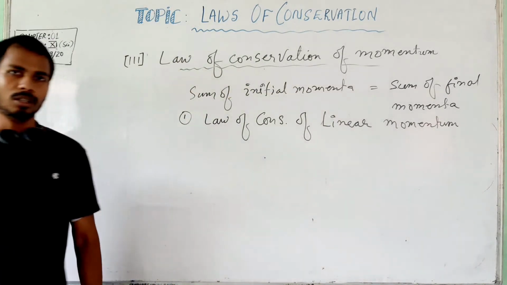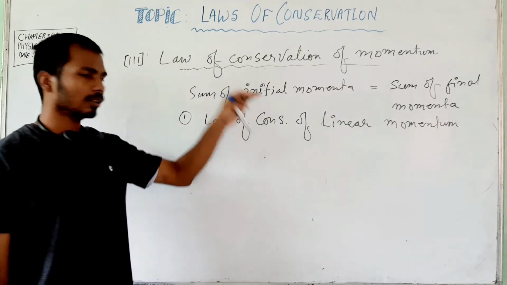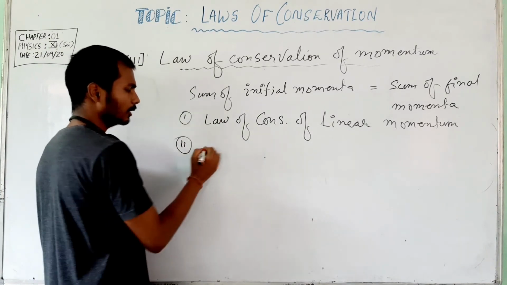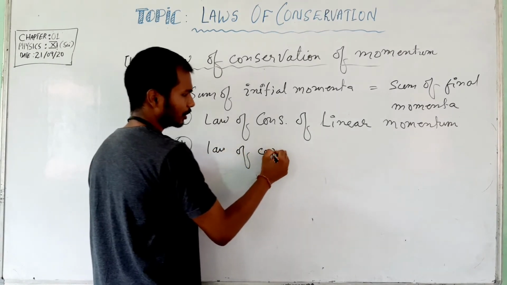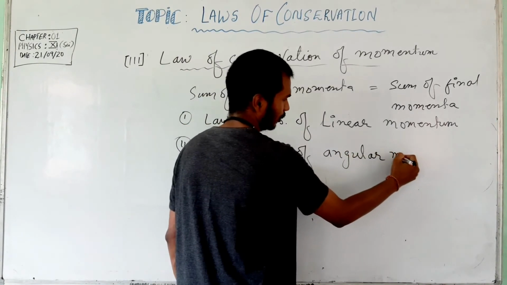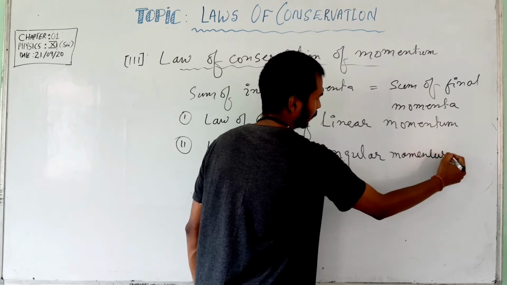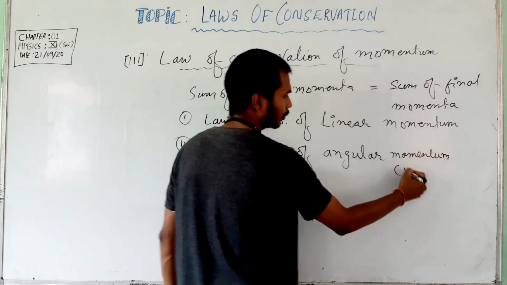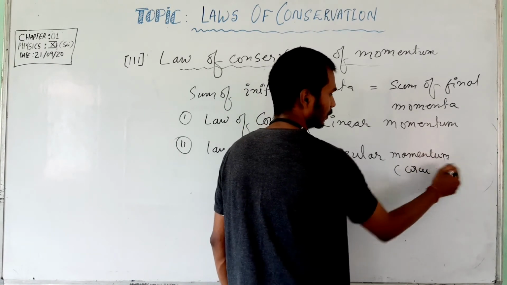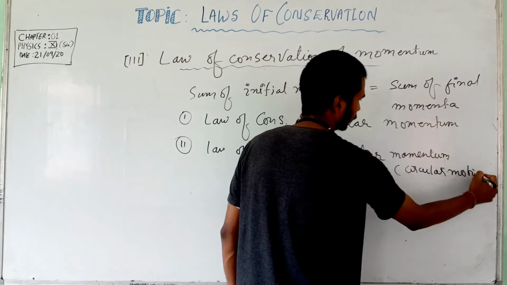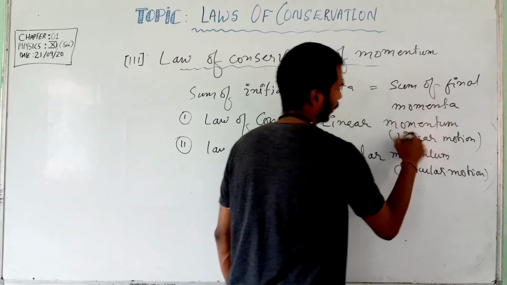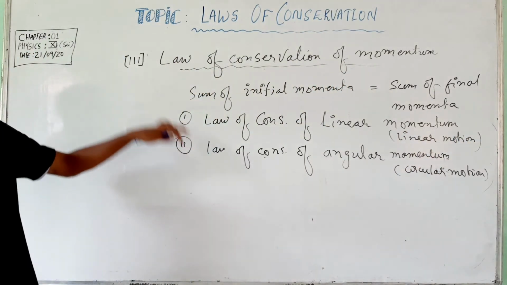You will learn about this in coming chapters. Our next law is the law of conservation of angular momentum. This is for circular motion. The law of conservation of linear momentum is for linear motion. So these are the two types of law of conservation of momentum.